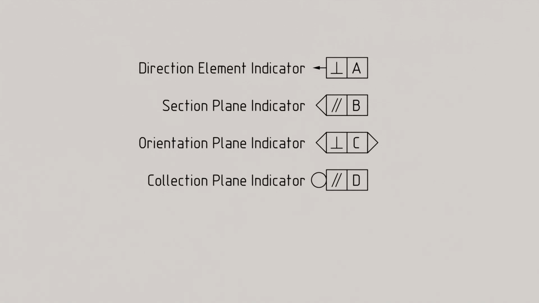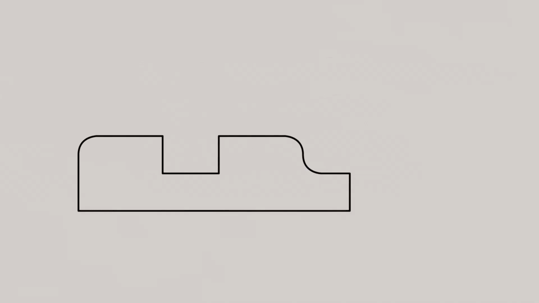To understand the function of this collection plane indicator, we will first take a closer look at various modifiers in the following. Let's consider the shown example of a part with a groove cut into its top surface. The surfaces on the left and right sides of the groove are intended to serve as a common mounting surface for another part and therefore need to be as flat as possible.